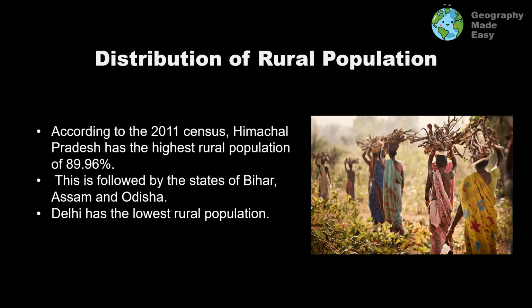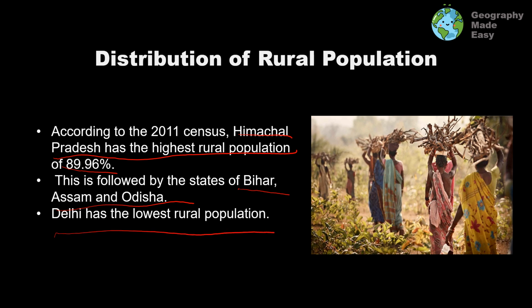Now we will understand how the rural population is distributed in India. A large number of people in the country still live in villages. According to the 2011 census, Himachal Pradesh has the highest rural population, which is 89.96 percent, who live in villages. However, we know that this trend is changing. We'll come to that. This is followed by the states of Bihar, Assam, Odisha, and Delhi has the lowest rural population.